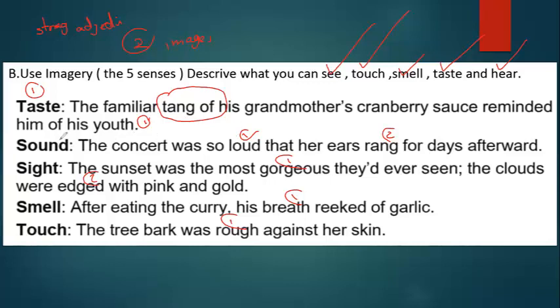Number two is about sound, which is repeatedly used in stories. You can use different words that refer to sounds. He said here, the concert was loud, number one.